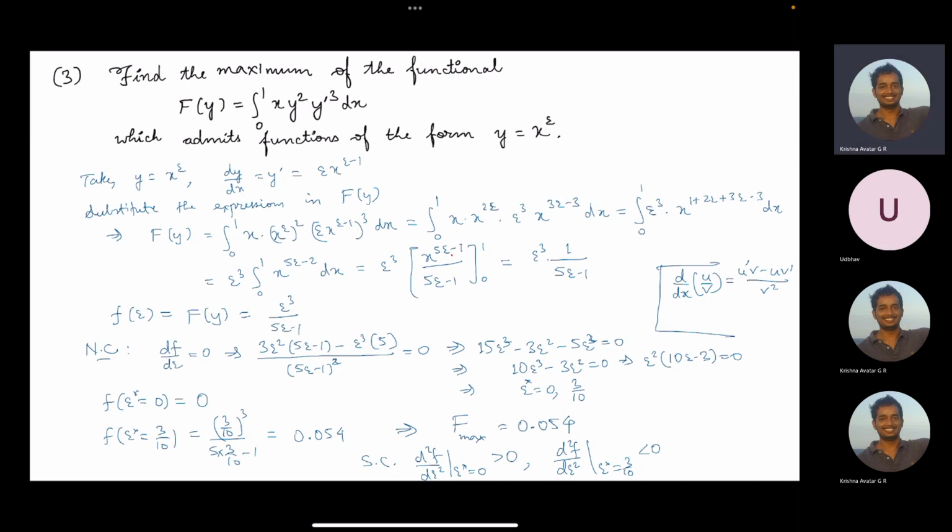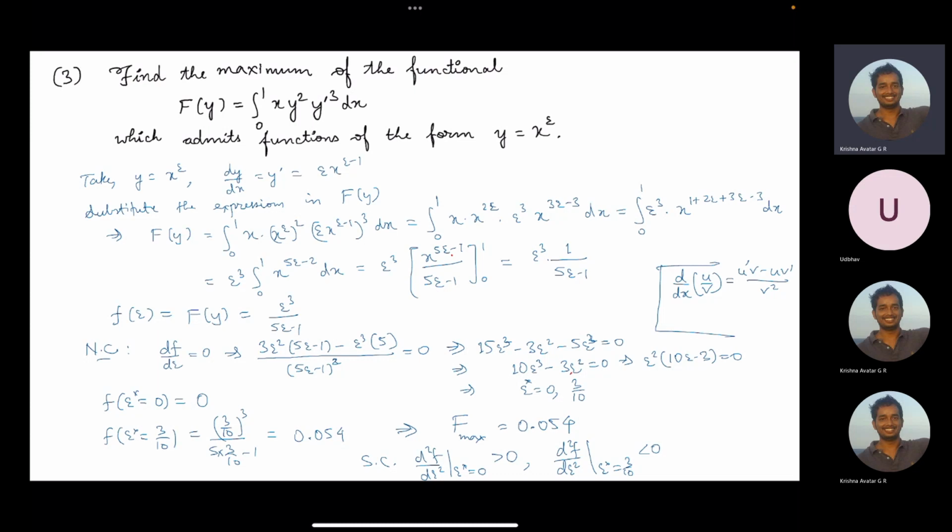So let's expand all the terms here, and then we have 15 epsilon cubed minus 3 epsilon squared minus 5 epsilon cubed is equal to 0. So this implies that 10 epsilon cubed minus 3 epsilon squared is equal to 0. This implies that epsilon squared into (10 epsilon minus 3) is equal to 0. This implies that epsilon star is equal to 0 and 3 by 10. This follows from equating epsilon squared to 0 and 10 epsilon minus 3 to 0.